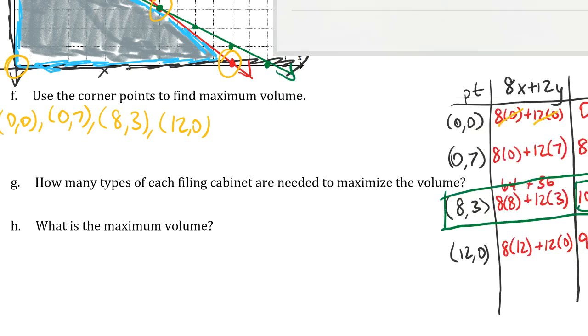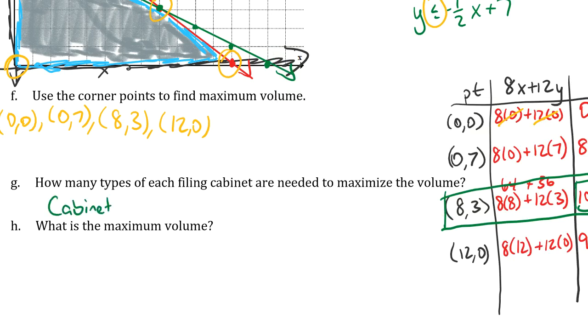All right, so for part G, how many types of each filing cabinet are needed to maximize the volume? So for cabinet X, we need 8 of them. For cabinet Y, we need 3 of them. That was just from our point. That's what gets us to our maximum. The maximum volume is the 100. And since it's volume, it's 100 cubic feet.